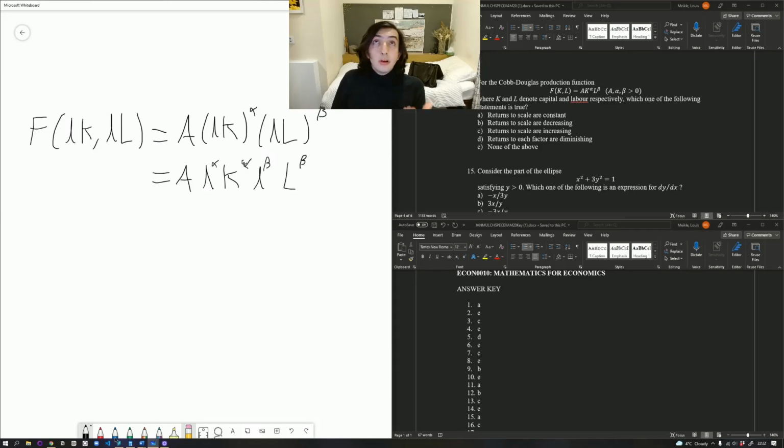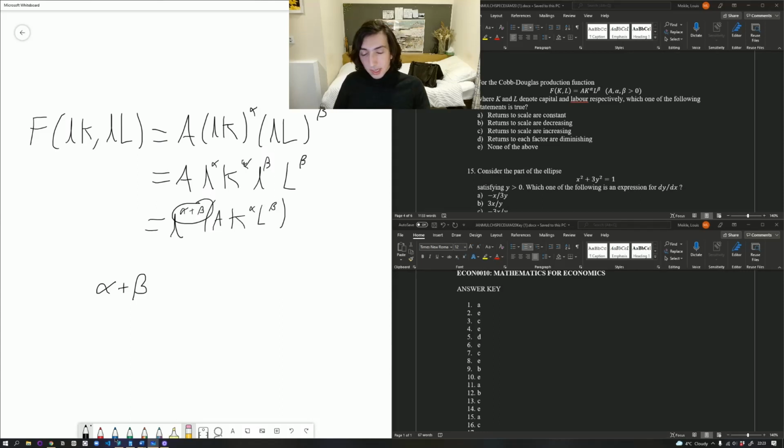Now, as you know, two powers multiplied together essentially add. So we end up with, on the outside here, lambda to the alpha plus beta times our original function, A, K^alpha, L^beta. Meaning, this is our degree of homogeneity. Now, how can we tell what the returns to scale are?